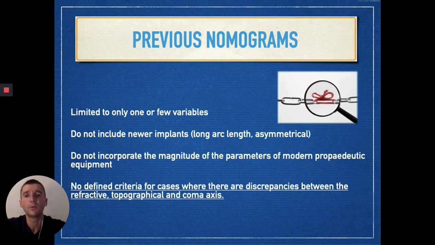So the previous nomograms, what are the weak points about them? They were limited to only one or few variables. They did not include newer implants, and they did not incorporate all the parameters of all the great equipment that we have in our hands and in our clinics. But most important, no defined criteria for cases where there are discrepancies between the refractive, topographical, and coma axis.